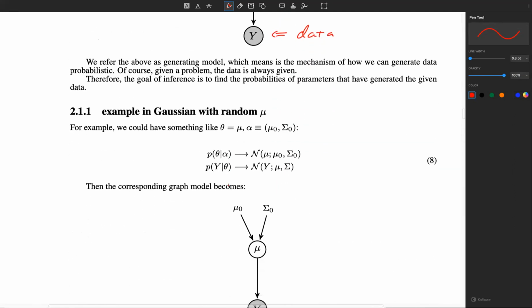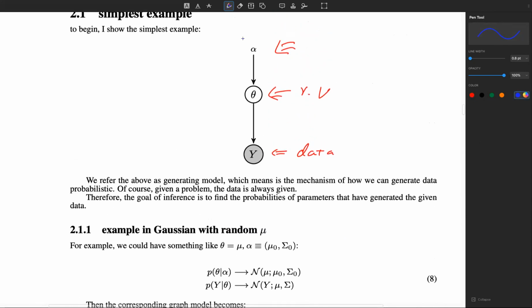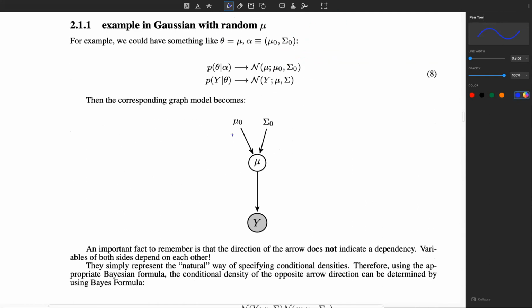So let me give you a simple example of the things in this form, right? Let me give you a simple example of the things in this form. So let's have something like this. And can I just ask, what are these?